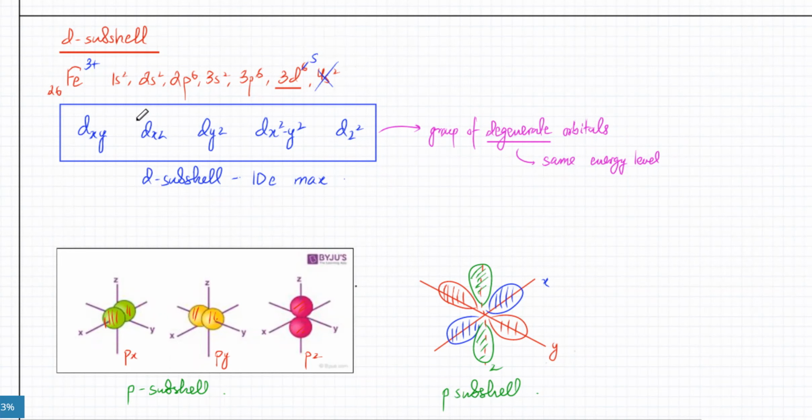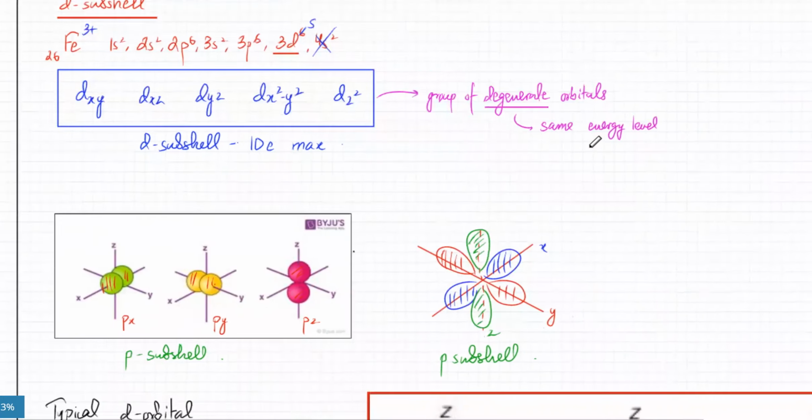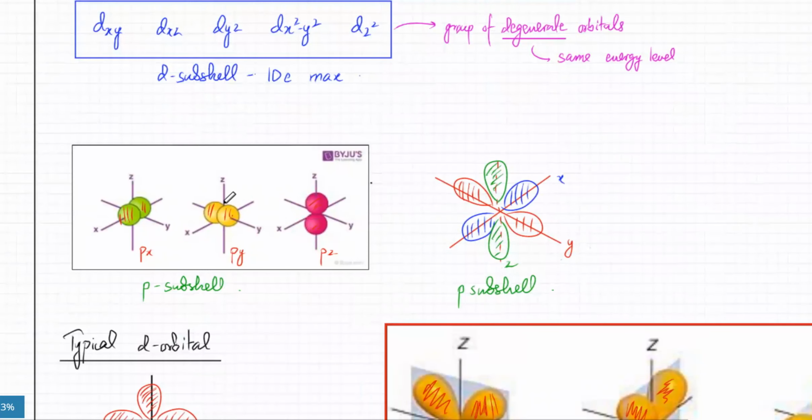We talked about the d subshell, that the d subshell has 5 orbitals. And these are the names of those 5 orbitals: dxy, dxz, dyz, dx square minus y square, and dz square. These are degenerate orbitals, which means that they have exactly the same energy level, just like the p subshell had degenerate orbitals. They were identical. The only difference was that their orientation was different. The negative charge was on the x-axis, the y-axis, the z-axis. Otherwise, the energy level was exactly the same.